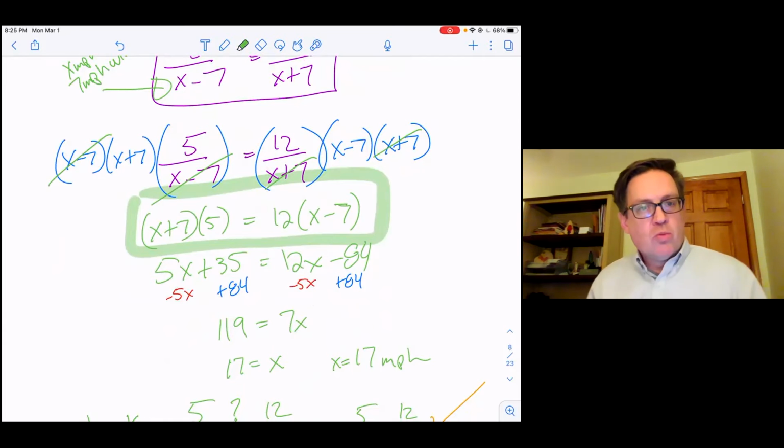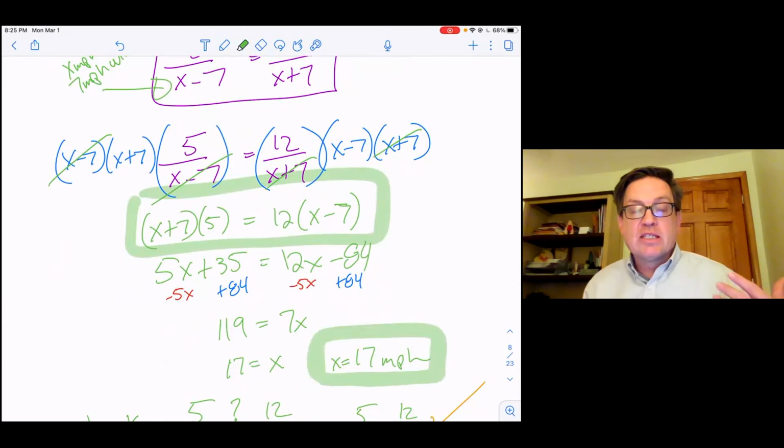And as I said, when you're doing word problems, 17 what? That's 17 miles per hour. So that's the speed of Danica without the wind helping or hurting. And double check that that makes sense.